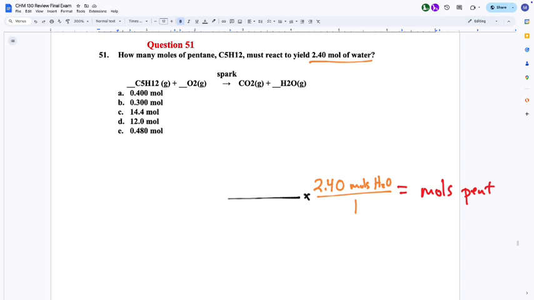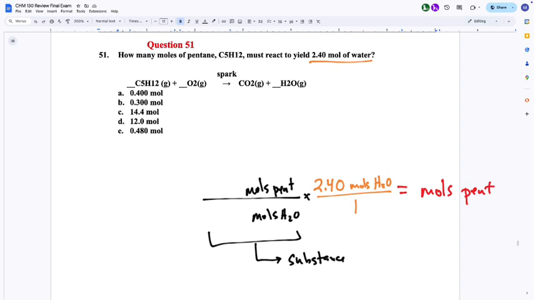Once I've got that starting point, I could go through and then acknowledge, well, I don't want moles of water, but I do want moles of the pentane. What's changing in that conversion factor? This is a substance conversion, and a substance conversion is not found in molar mass. Molar mass is the moles to grams ratio. Here we're looking at changing a substance. This is from the balanced chemical equation.